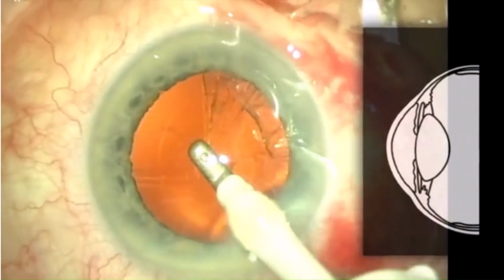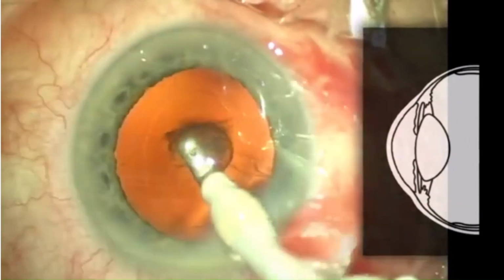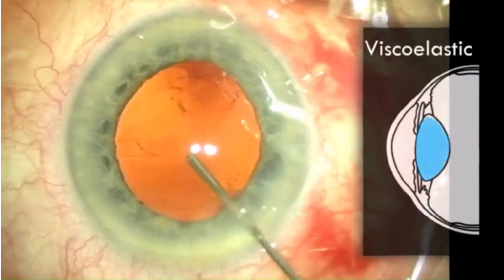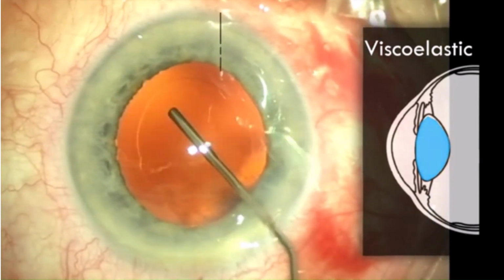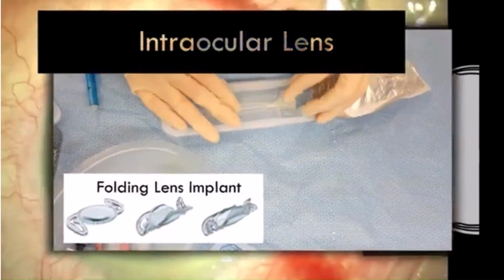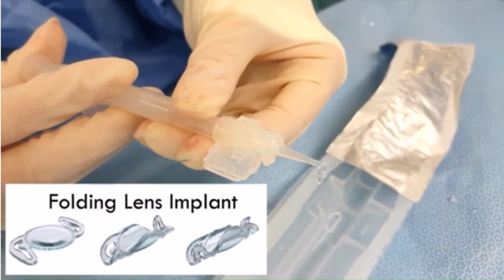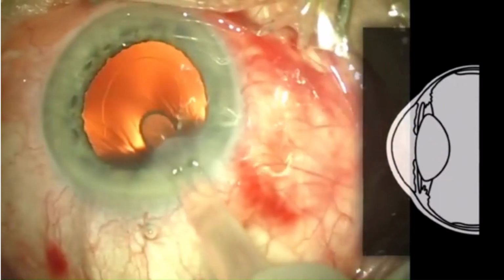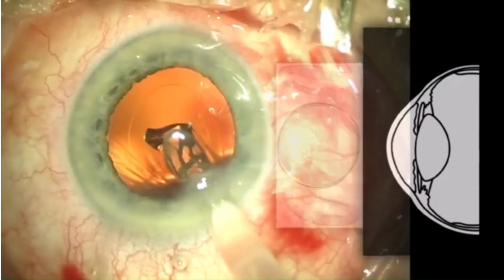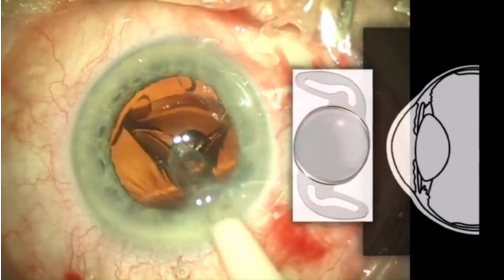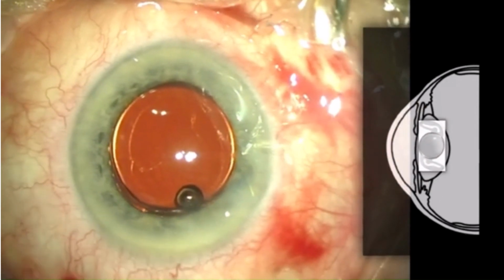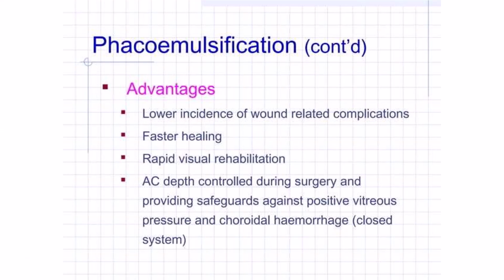The cortex, as you know, is very soft, and this is a coaxial system which is irrigating and aspirating at the same time. Visco is injected to fill the bag, enlarge it, and see in the intraocular lens. Now, this lens is a folded lens, as you can see, right? So, as it enters the eye, as it enters the capsular bag, it gets space and it opens up, just like that. So, that is the end of the surgery, a very well maintained anterior chamber.